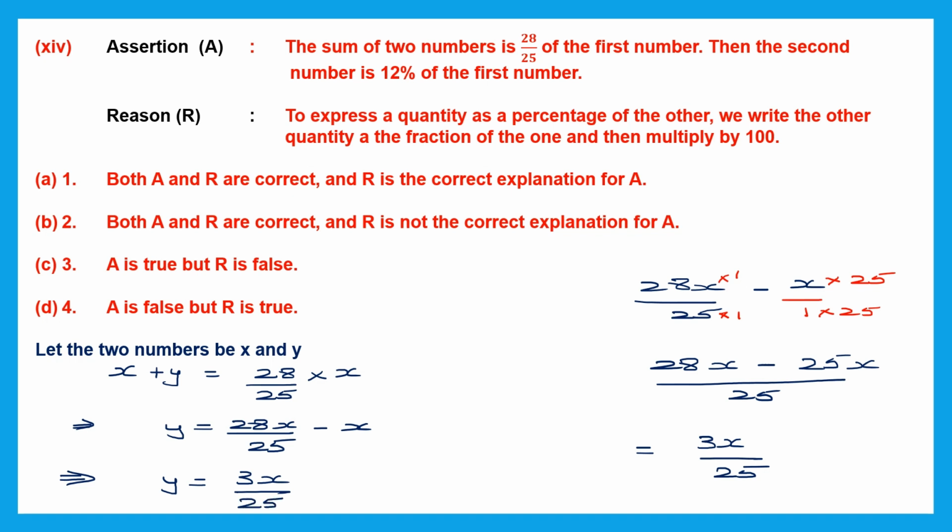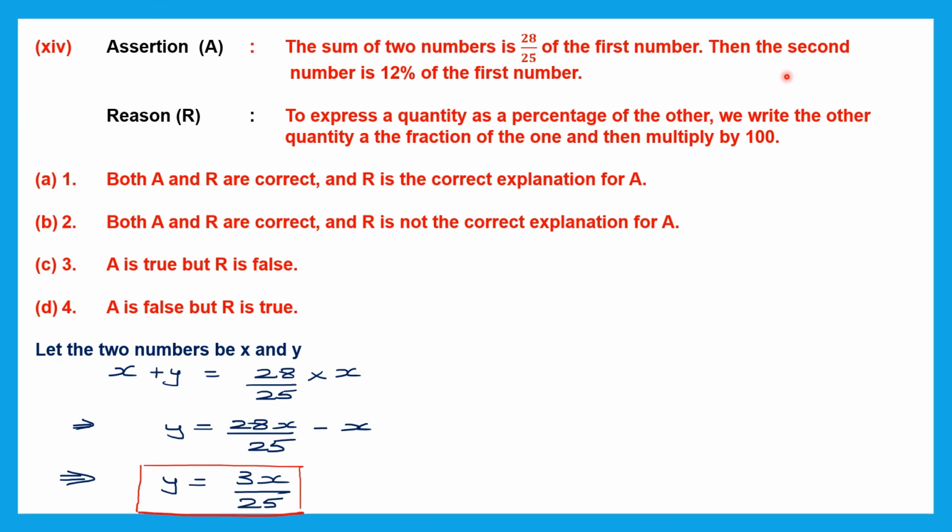We're going to make use of this. Now let's go to the second part. It says the second number is 12% of the first number. That means we have to express the second number as a percentage of the first number. Second number is y, first number is x, so it is y divided by x into 100%. This is how we express the second number as a percentage of the first number. We're going to see if our answer is 12%.